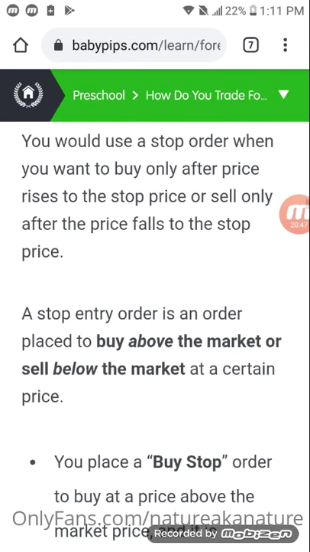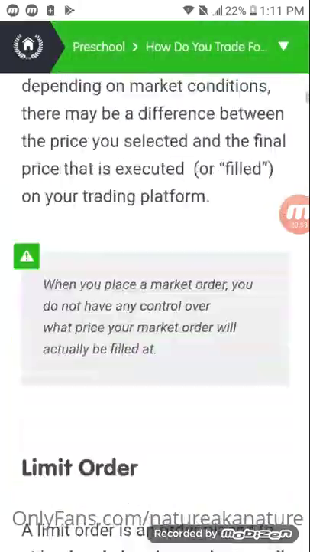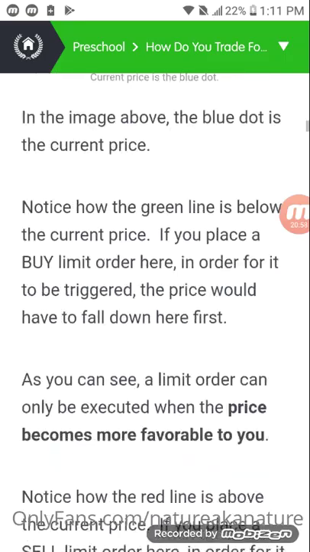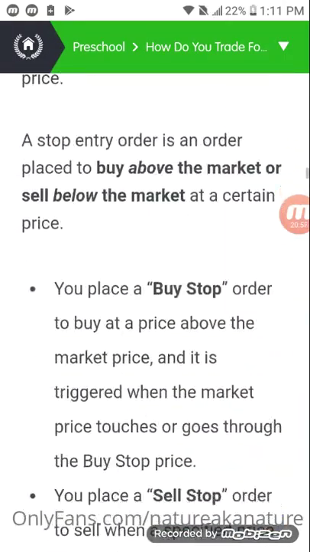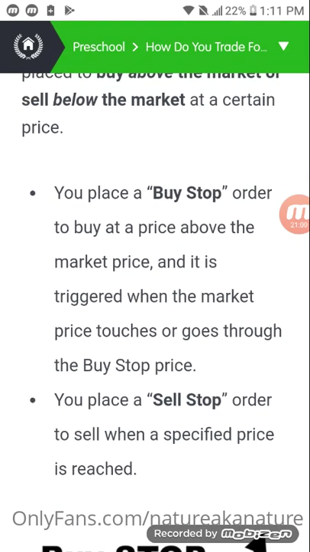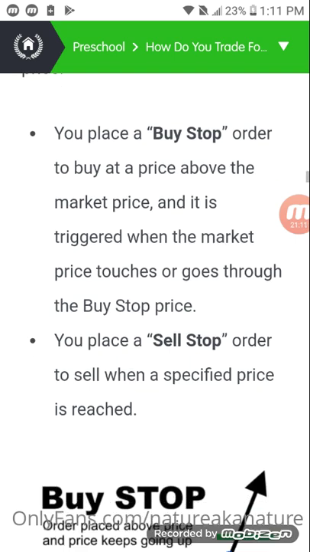Okay, so there are all different types of stops and orders that you can use in the market. This one right here is the buy stop and the sell stop. For the buy stop order, you will place a price above the market price, and once it hits your price, it'll trigger, and then you'll be in a trade.